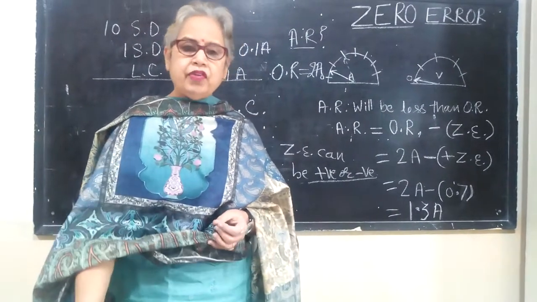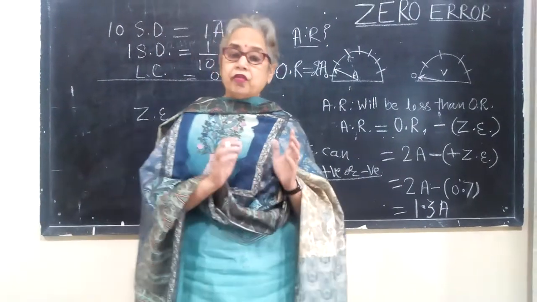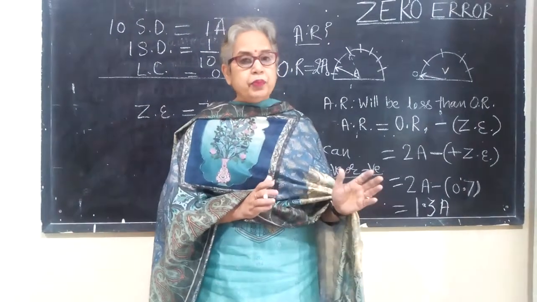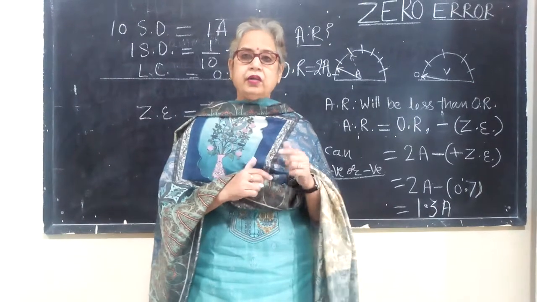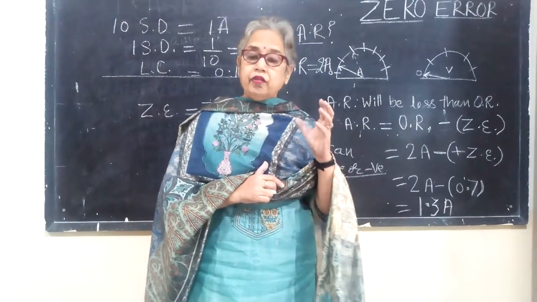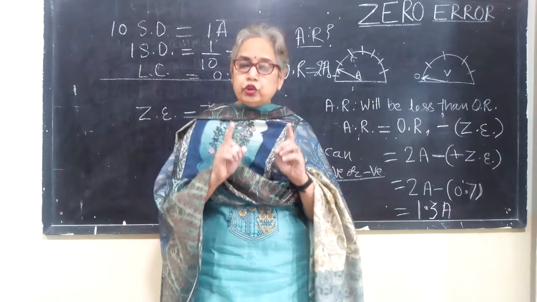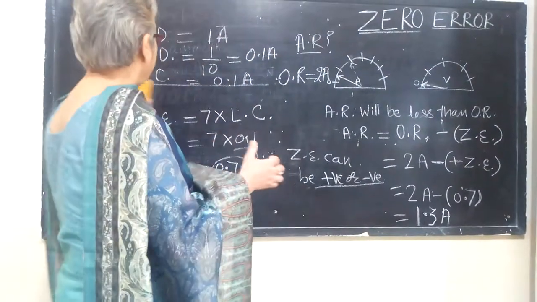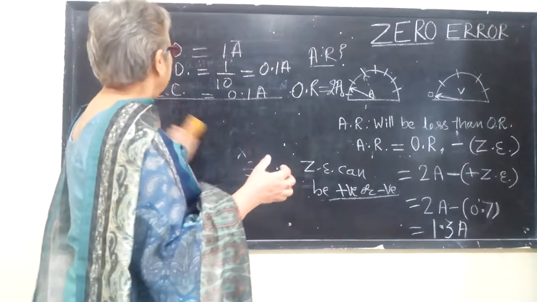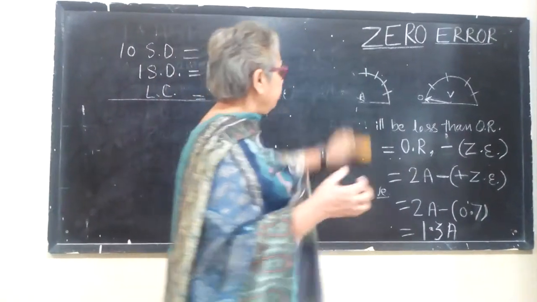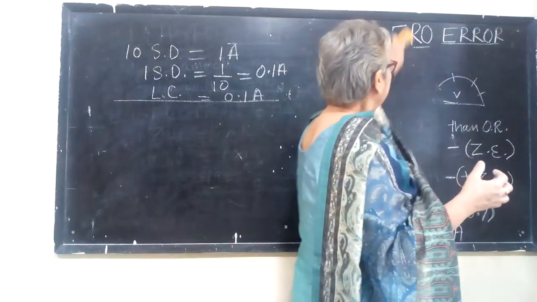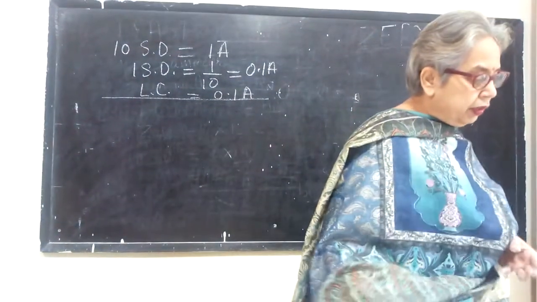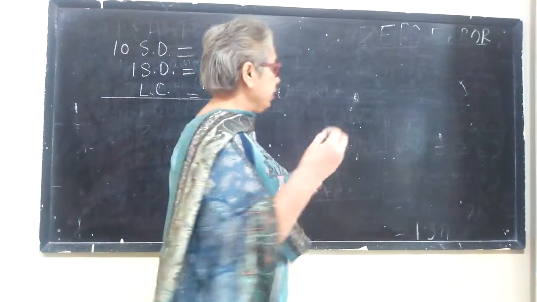Right? So in this way you have to find the zero error of an ammeter, zero error of a voltmeter before you start an experiment. And for finding the zero error, you should know how to find the least count. So least count of ammeter, as I told you, either you can use the formula that number of small divisions, or the formula is range of ammeter divided by the number of divisions.